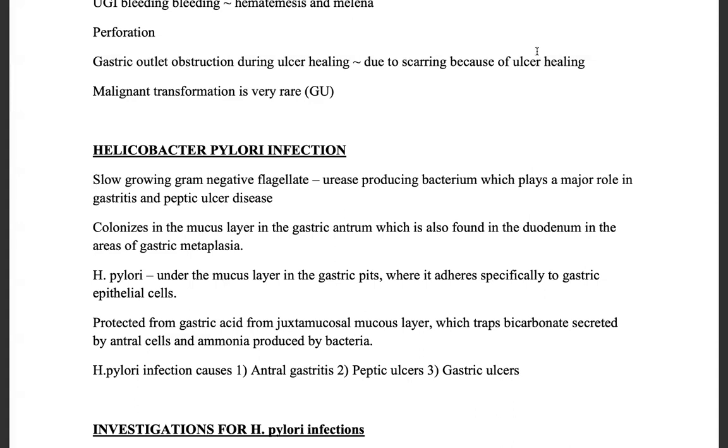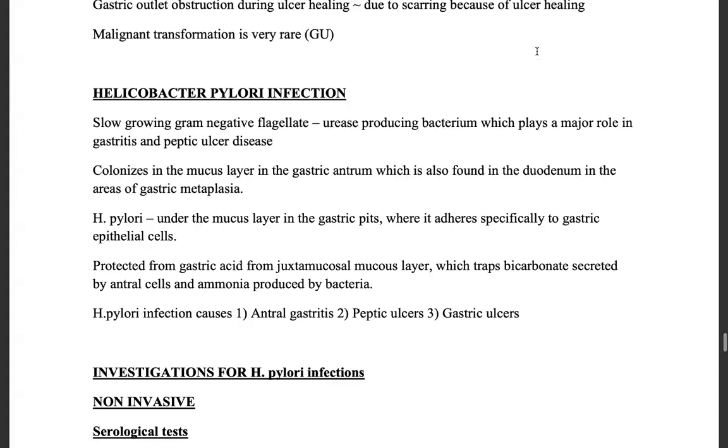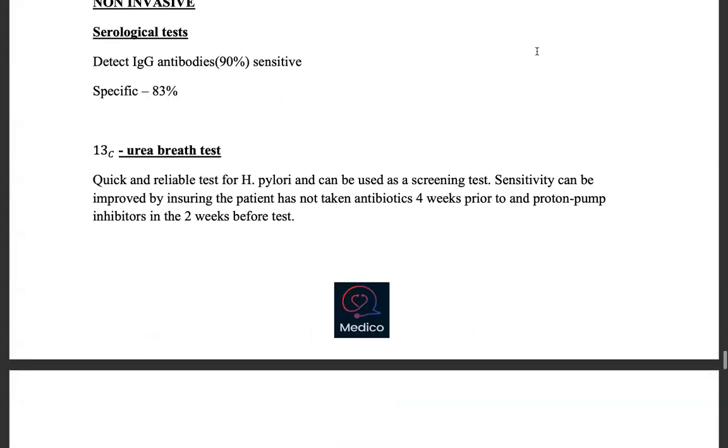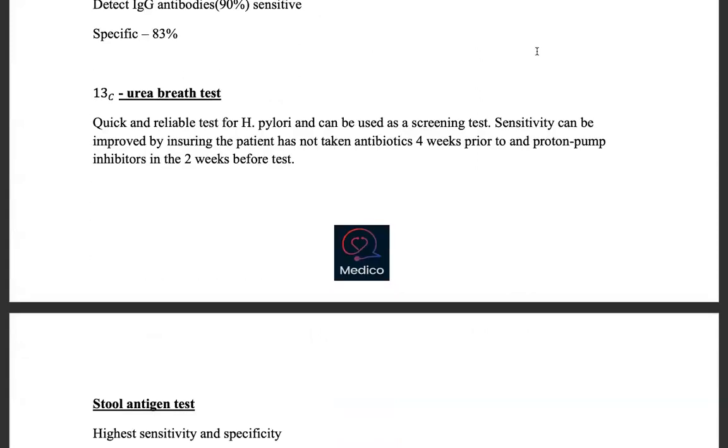So what are the investigations for H. pylori? So there are non-invasive methods and invasive methods. Non-invasive methods include serological methods where you can detect the IgG antibodies. And its specificity is 83%. And carbon-13 urea breath test. It can be used as a screening test.